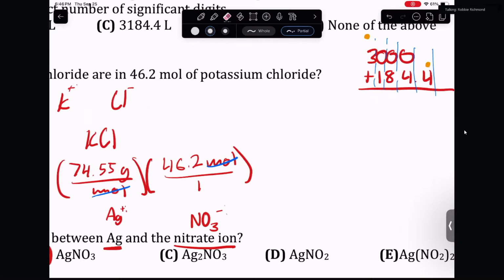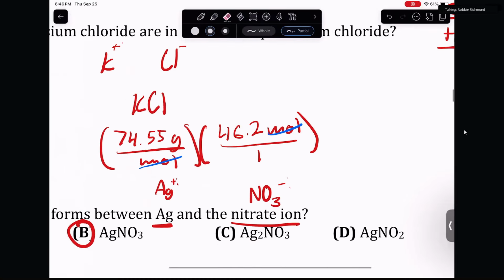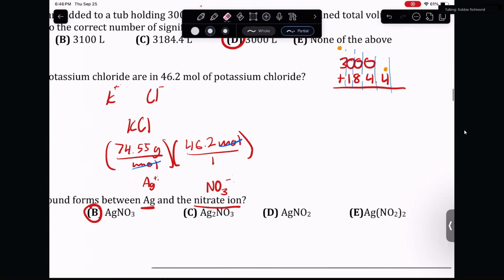Yeah. Okay. Silver is a +1 charge, and nitrate's a -1 charge. That is my bad.